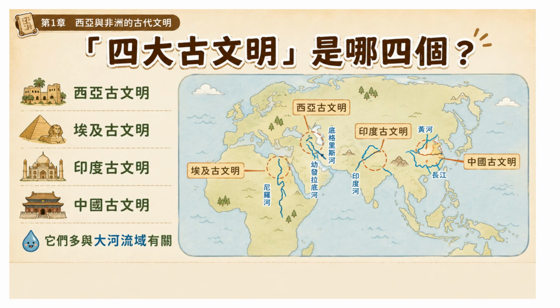Here we can see 4 major ancient civilizations on the map. They are Mesopotamian civilization, Egyptian civilization, Indian civilization, and Chinese civilization. Please notice that each one developed near an important river system. For example, Egypt was connected to the Nile River, while China was connected to the Yellow River and the Yangtze River. Rivers were not just background scenery. They were the stage where early civilizations grew.